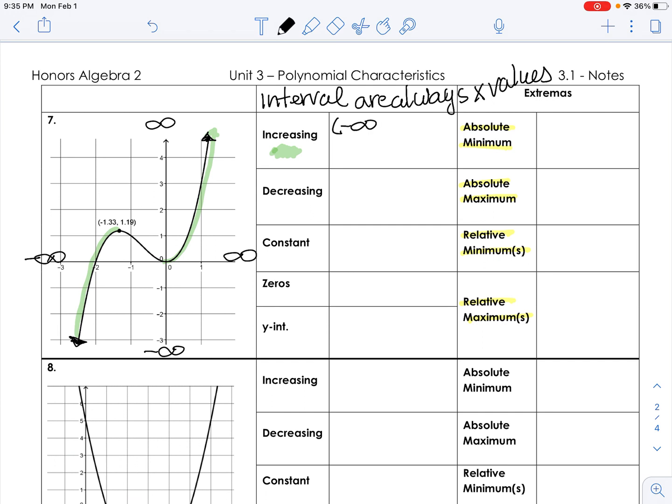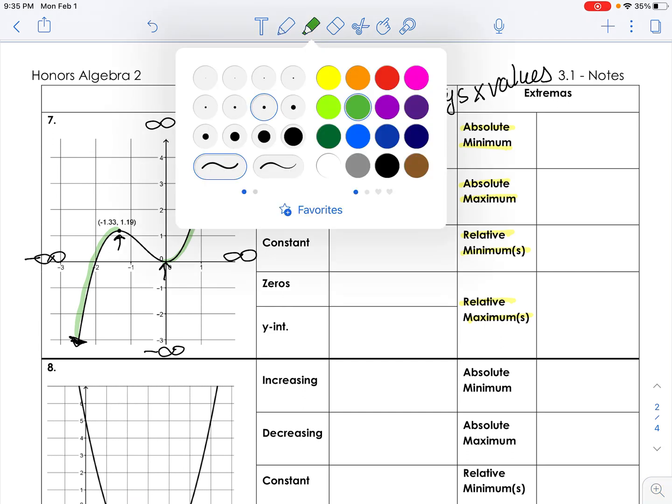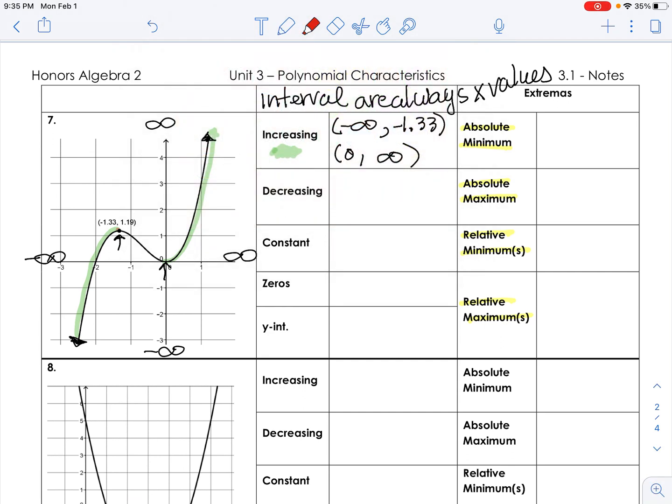So how do we describe those intervals? Well, negative infinity to this point right here, but what part of that point? The x value. So that's negative 1.33. Where else? Well, right here, from 0 to positive infinity. So there are two places on the graph where the function is increasing.